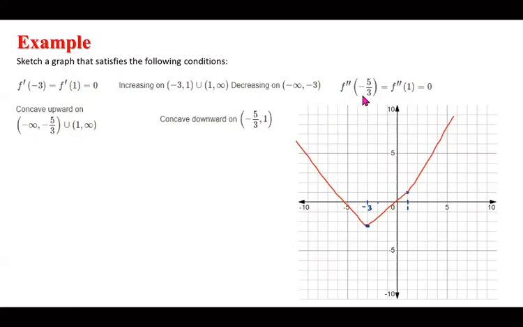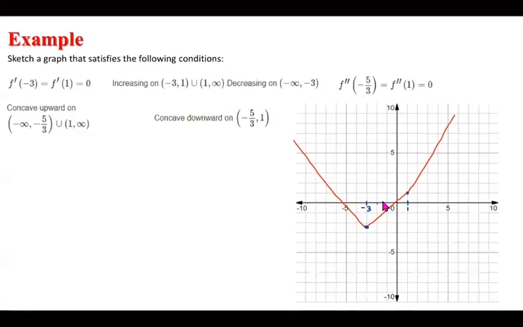Now comes the interesting part. Here they have the second derivative equal to 0. So wherever the second derivative is 0, those points are the inflection points, the points where the concavity changes. So I'm going to label these points using, let's say, a green color. So at negative 5/3, negative 1 point something, somewhere here, I would say.